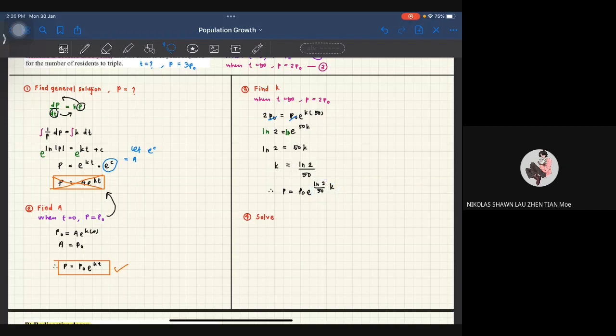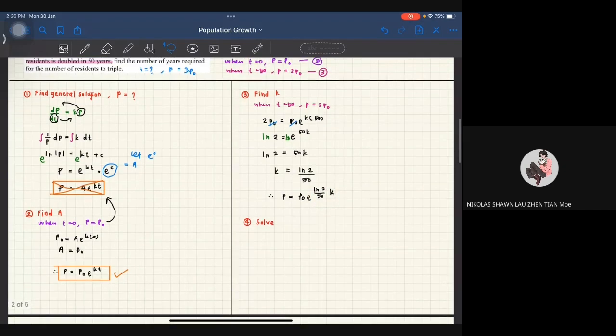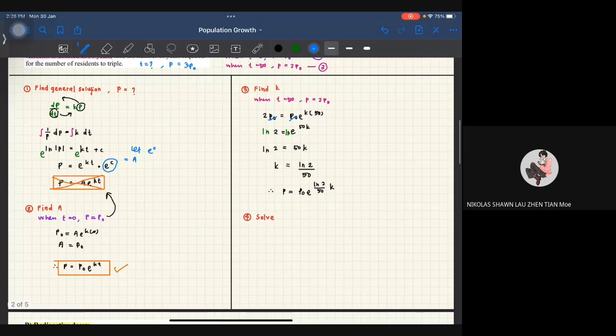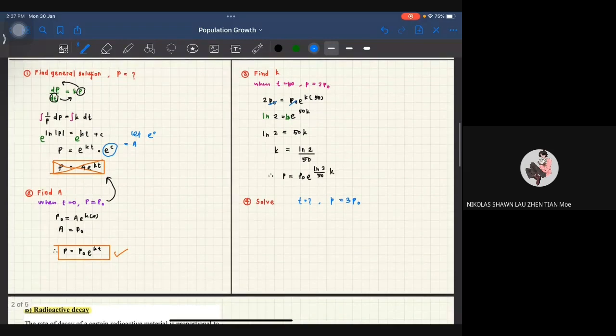Okay, so tinggal solvekan sahaja sekarang ni. Right, so solving this question, soalan minta kita cari nilai T bila P equals to 3 P naught. Okay, so you need to find T when P sama dengan 3 P naught, like this. Okay, so kita akan gunakan this equation sekarang. So focus only to these equations sahaja.